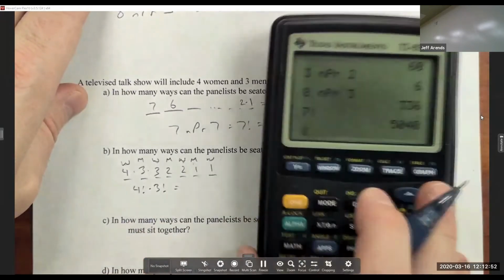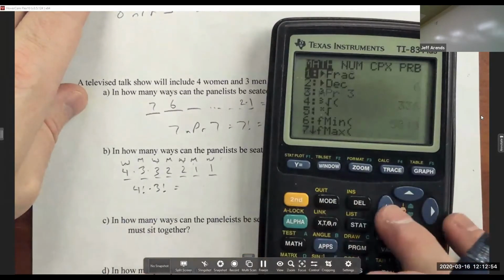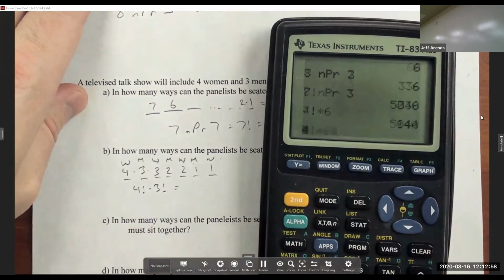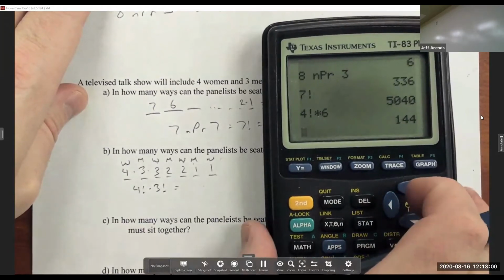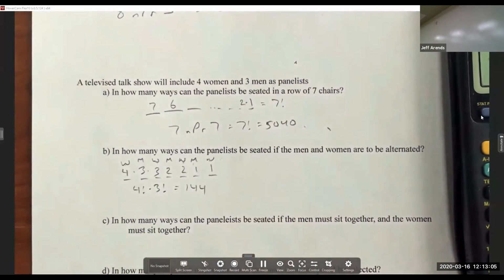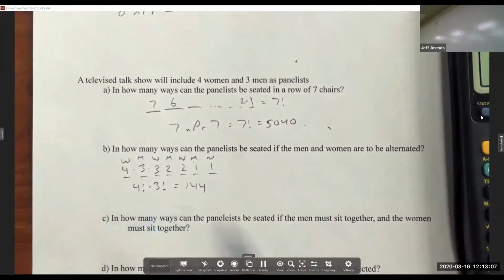So 4 factorial times 3 factorial, which I'm just going to put into my calculator, because it's easy. That's 144. There are some of these factorials that might be worth having memorized. 4 factorial is 24, 3 factorial is 6.